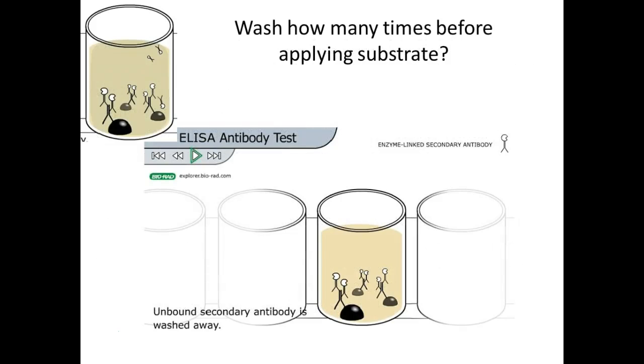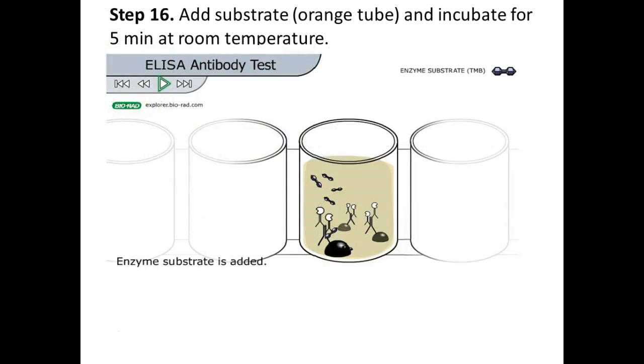So, how many washes before you get your substrate? 3. And I'm going to ask you, did you do your 3 washes before I give you your substrate? The substrate is going to be in an orange tube. We're going to add it to your solution. If the antigen, primary antibody, and secondary antibody with that conjugated enzyme is present, the enzyme will interact with the substrate.